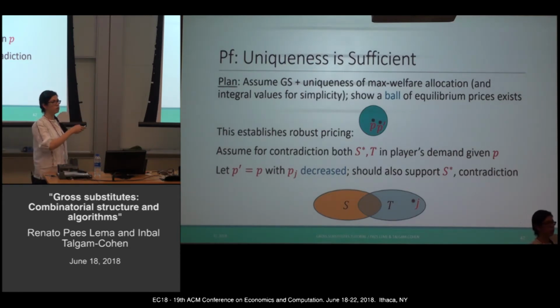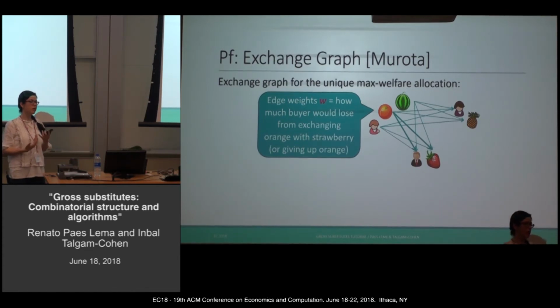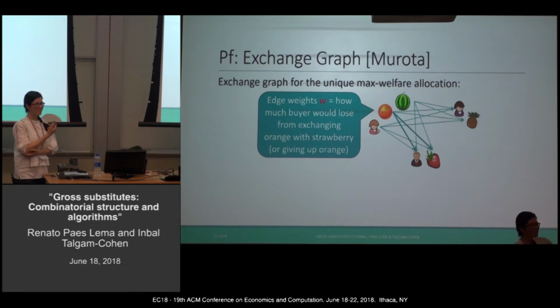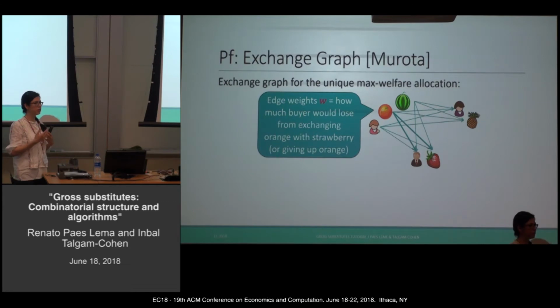This is what we're going to do in the next couple of slides. We're assuming the uniqueness of maximum welfare allocation and gross substitutes, and we're showing a ball of equilibrium prices. OK, so this is the next 2 slides. I wanted to show you this proof because it shows where the tool that we saw in the first part of the tutorial, this exchange graph of Murota, is used to prove this theorem. So let's remember what the exchange graph was. The exchange graph is with respect to a particular allocation.